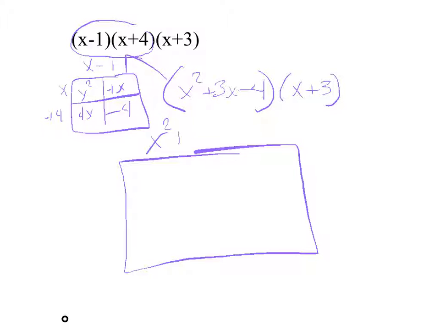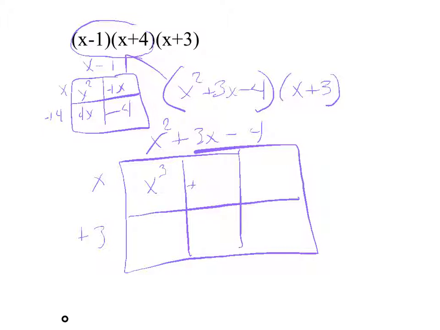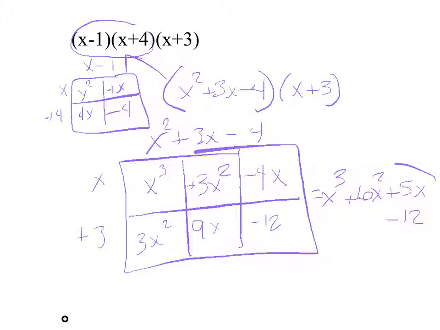So I have x squared plus 3x minus 4, and then I have x plus 3. So we have x cubed plus 3x squared minus 4x. In the bottom row we have 3x squared, 9x, minus 12. So then all of this, when we multiply it together, gives us x cubed plus 6x squared plus 5x minus 12. And that would be your answer for that.